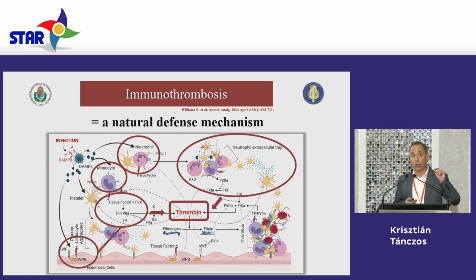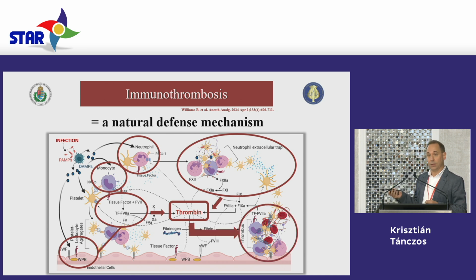And the activated thrombin then produces the fibrin network, and it is important because this fibrin network is able to trap the bacteria in order to localize the pathogen and prevent its spread into the systemic circulation.